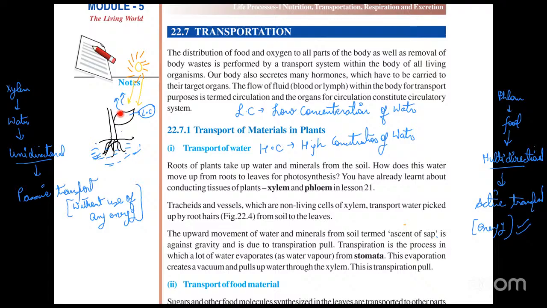And in the leaf, because of the transpiration, there is low concentration of water. So, what will happen? The water will move from high concentration to low concentration because of the transpiration. This process is also called transpiration pull. Water always travels from high concentration to low concentration. Now it happens because of transpiration.